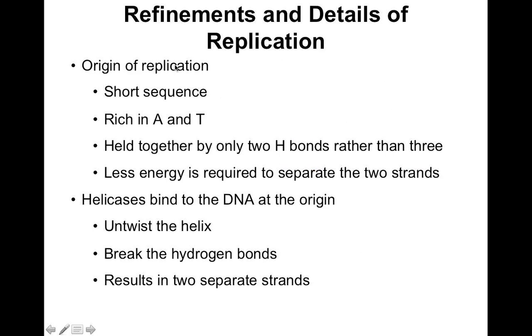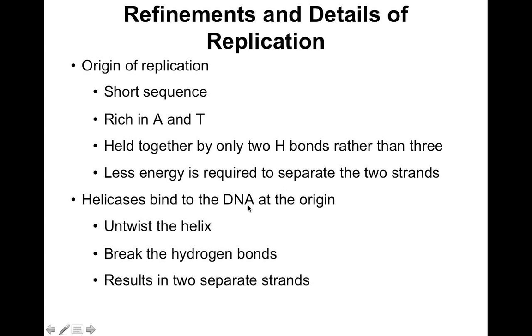So the starting bit is the origin of replication. That's the site where helicase will bind and start the unzipping. It's a short sequence rich in A's and T's. These A's and T's only have 2 hydrogen bonds, allowing for a weaker interaction, so helicase can just plow right through. It's held together by only 2 H bonds rather than 3, obviously, and then less energy is required.